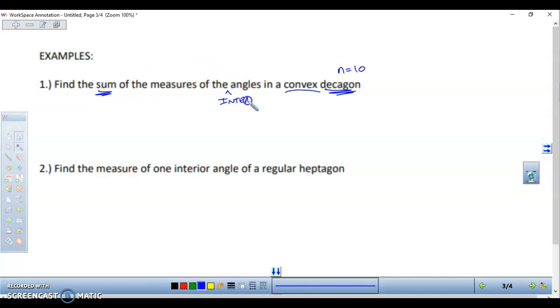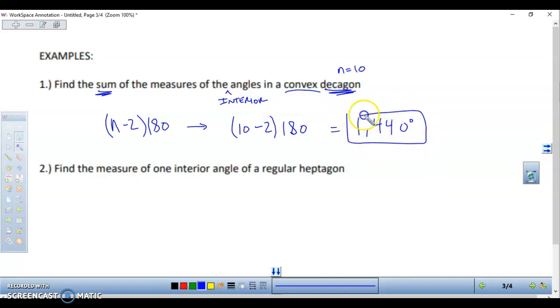It's important to be very specific. I'm going to use my formula, n minus 2 times 180. This is for the sum. I'll simply plug in. A decagon has 10 sides, and 10 minus 2 times 180 is 8 times 180, which is 1,440 degrees. So if you have a 10-sided polygon, a decagon, all of the angles inside of it would add to 1,440 degrees.